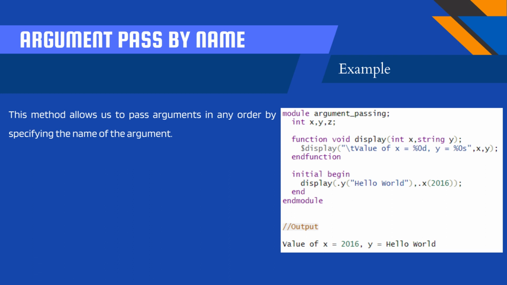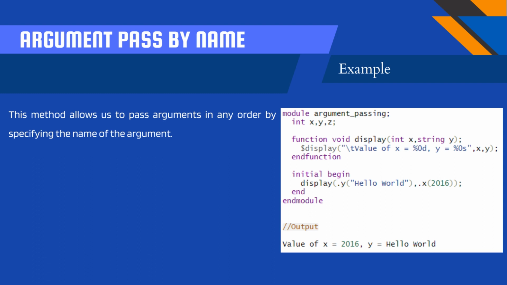Passing arguments by name is particularly useful when you have functions that take many arguments and you want to avoid mistakes caused by passing arguments in the wrong order. By explicitly naming the arguments, you can ensure that they are being passed to the function correctly. The output will be value of x is equal to 2016, y is equal to hello world.